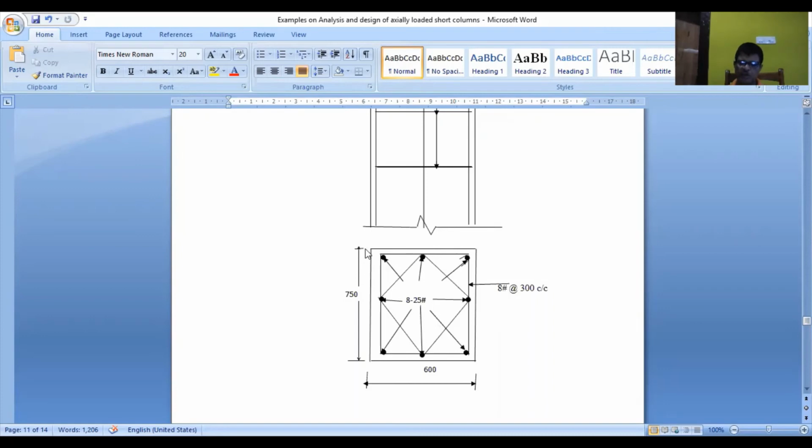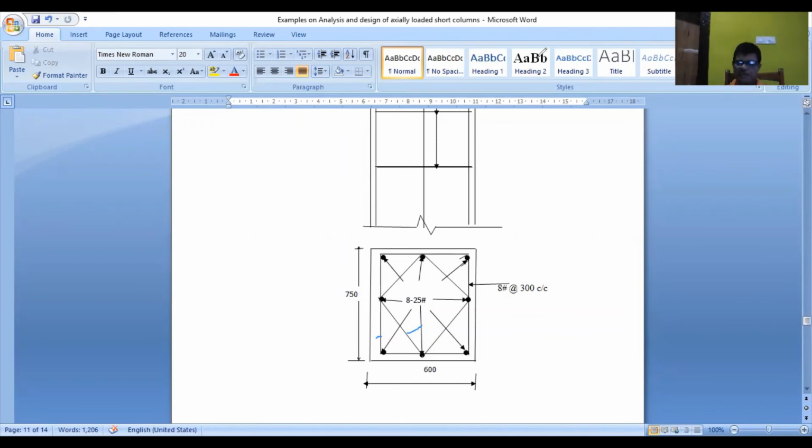For easy operation in the field, you can provide one tie here, and all these 4 bars also need another tie. So this is one tie and this is another tie. These 4 bars, 1, 2, 3, 4, are provided by one tie and this is another tie, so that they will be properly tied with the main bars.